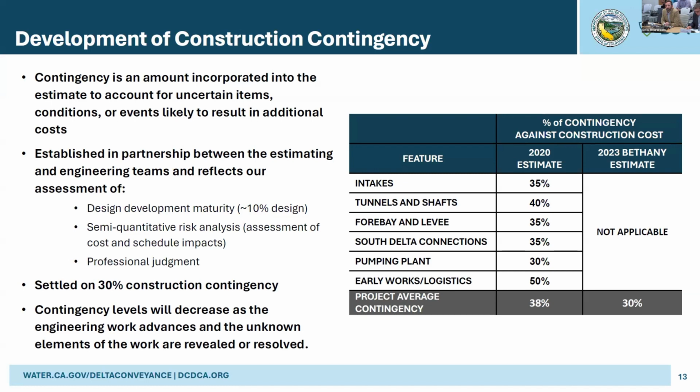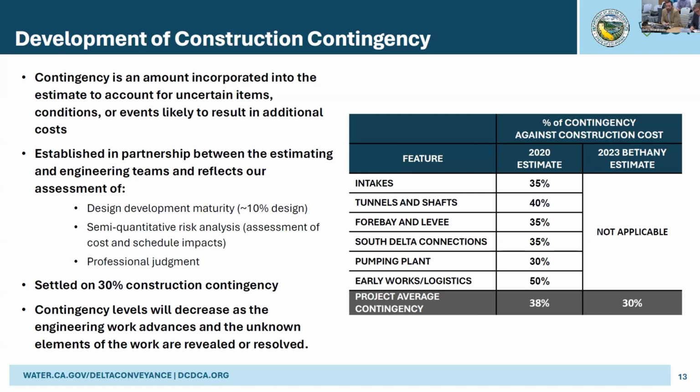And so it was really a three-step process, as you see those bullets listed, starting first with the maturity of the project, the semi-quantitative analysis, and then overlay of professional judgment and experience. The reality of contingency is that it will decrease as the engineering work advances.